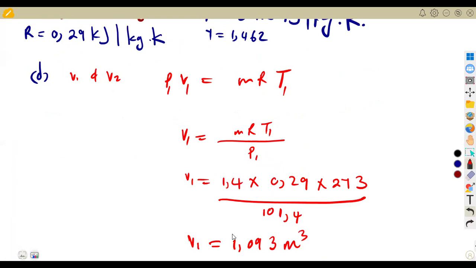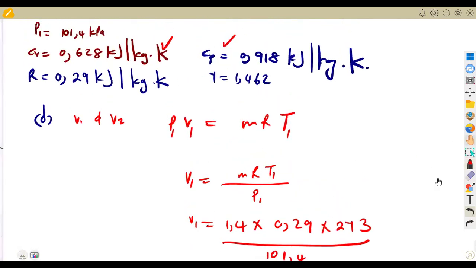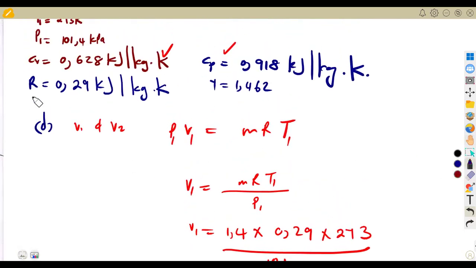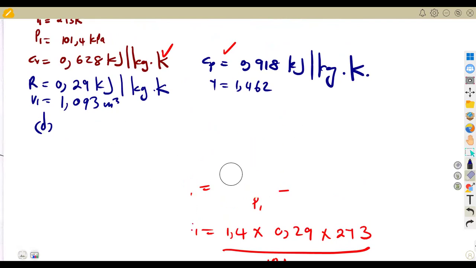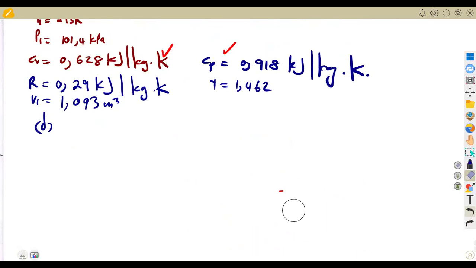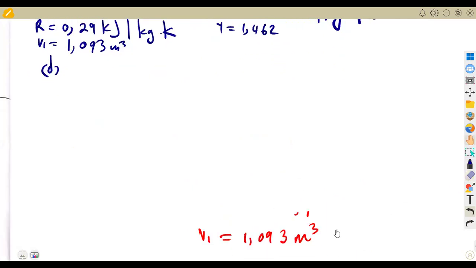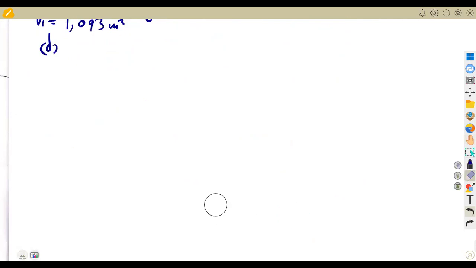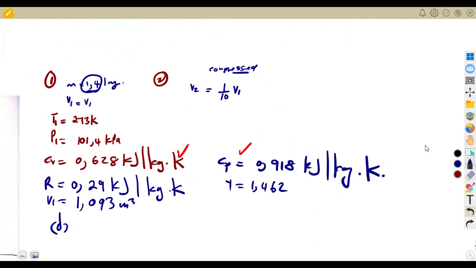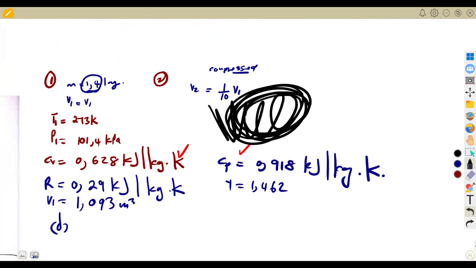We have V1. With V1, the other question was to calculate V2. All right, now we need V2. Remember, V1 was 1.093 cubic meters. So how are we going to get V2? If we use the same formula, is it going to work? We have to check first. If we use PV, it's not going to work because we do not have the conditions at these states.